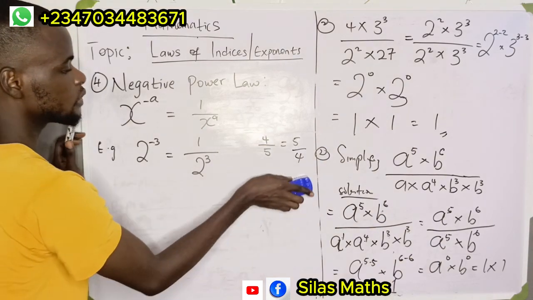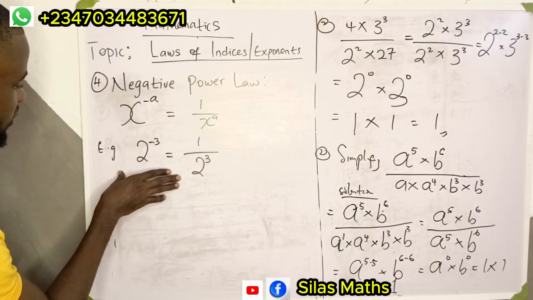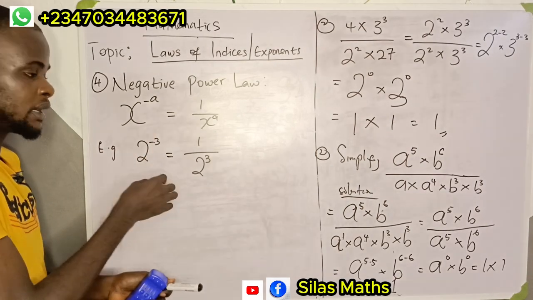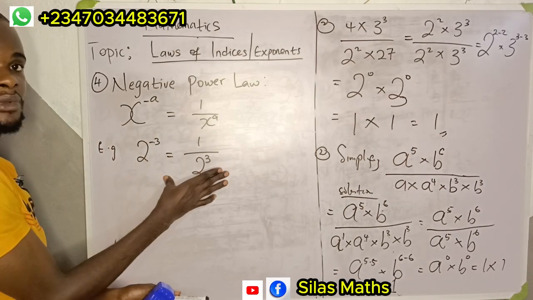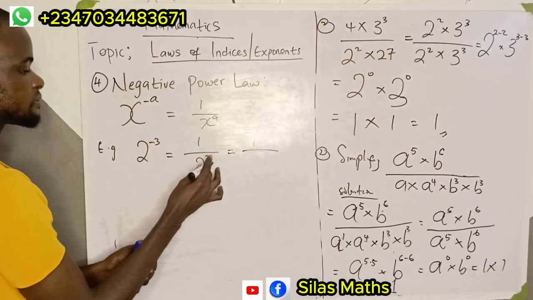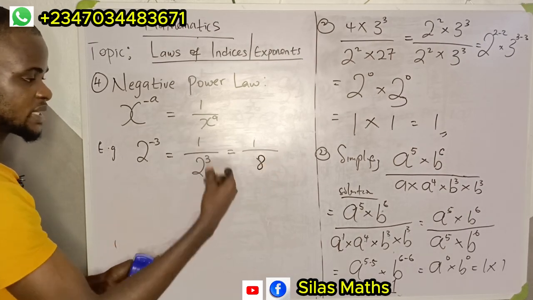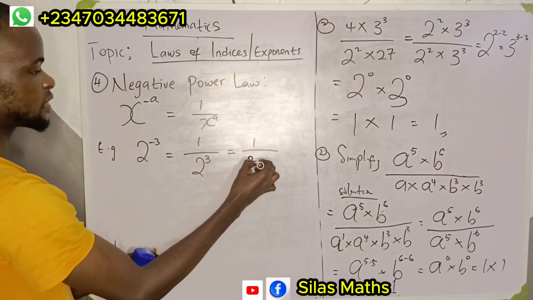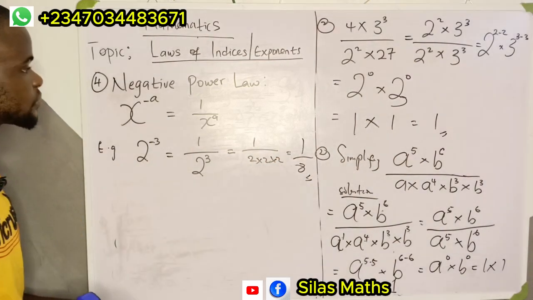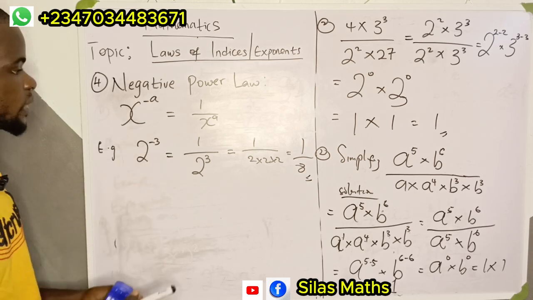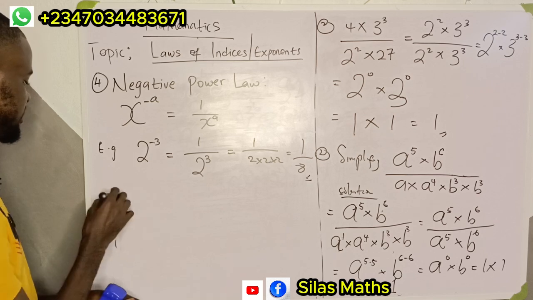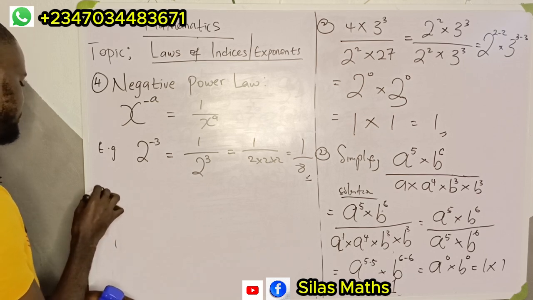So that is what this law states. Whenever we have a negative power, to remove the negative power, we take the reciprocal of that number inside, and it becomes this. So that will give me 1 over 8. That is 2 times 2 times 2, so 1 over 8. Okay, so that's what the law says. We can actually have a series of problems or examples associated with this. Let's take, for example, we have this.